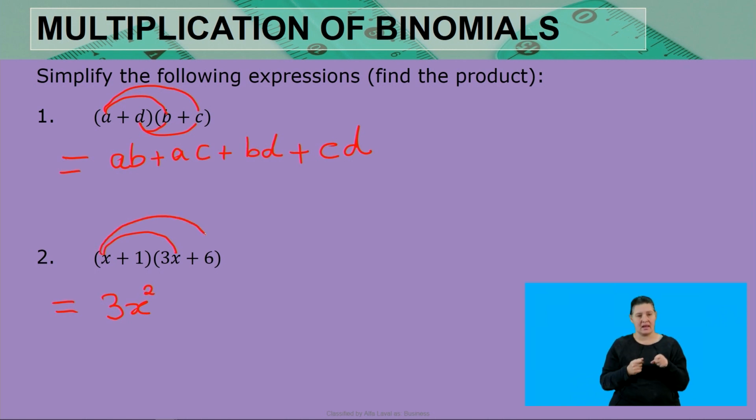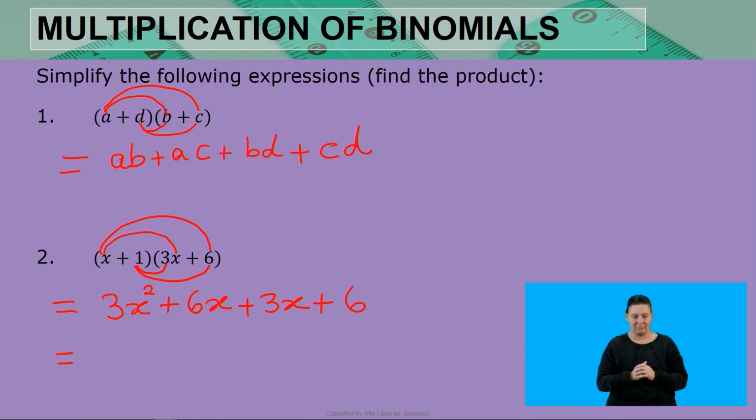Then we are going to say x multiplied by a 6. So we are adding. So 6 multiplied by x is 6x. Then we are still adding because we are going to say there 1 multiplied by a 3x. That will give us an answer of 3x. And then lastly, we are going to do the last ones in each bracket, and that is the 1 multiplied by 6, and that is our 6. So that is how we've multiplied our two binomials.